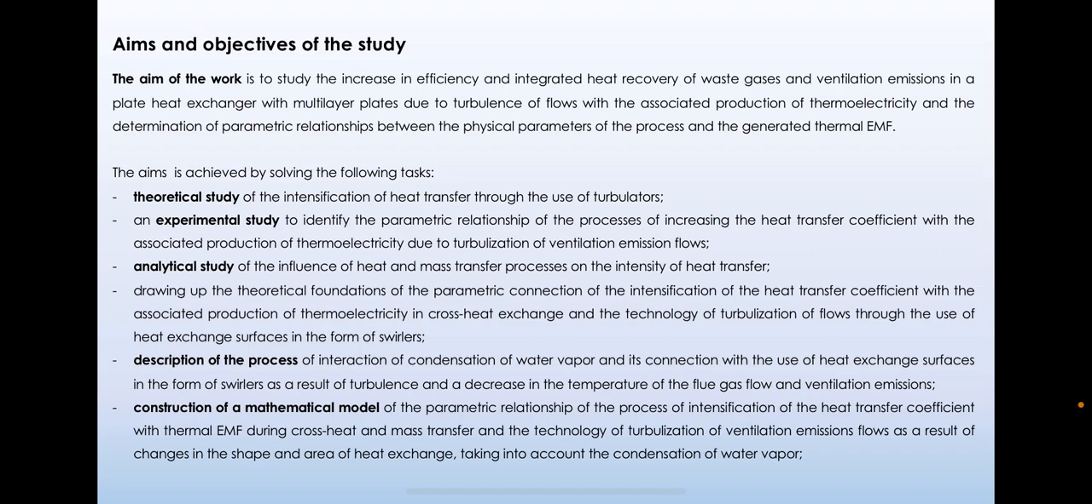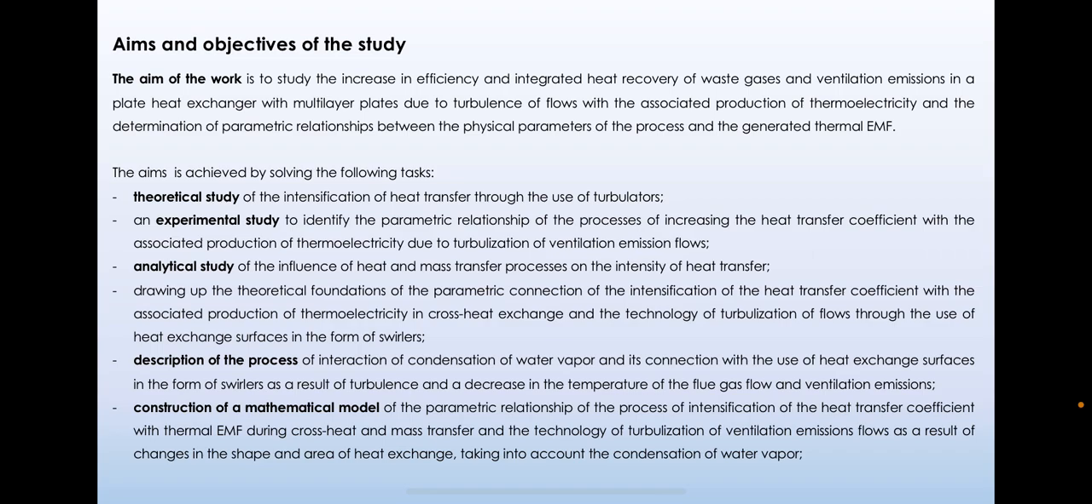The aim of the work is to study the increase in efficiency and integrated heat recovery of waste gases and ventilation emissions in a plate heat exchanger with multi-layer plates due to turbulence of flows with the associated production of thermoelectricity and the determination of parametric relationships between the physical parameters of the process and the generated thermal EMF.